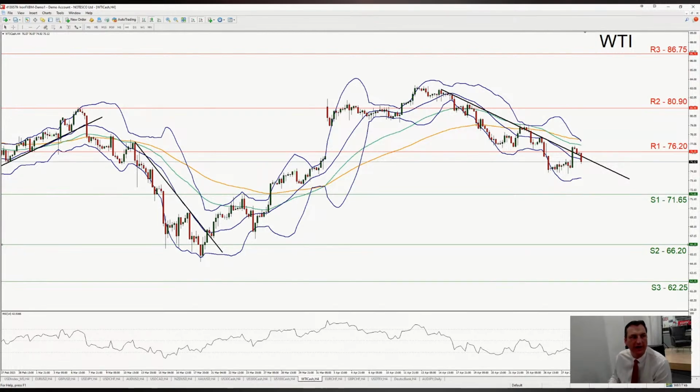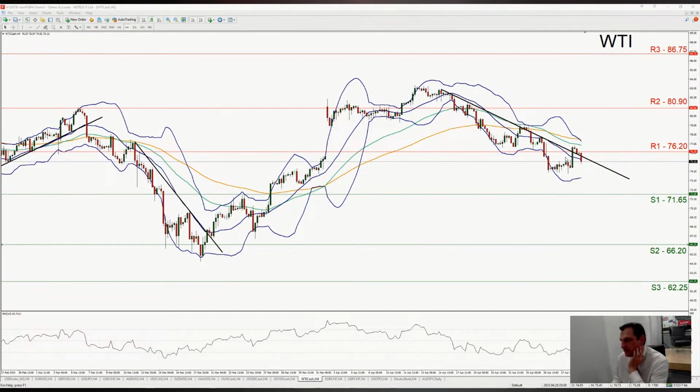I see that you guys in your comments are suggesting that we may need to have a recalibration of the resistance and support lines. I wouldn't say no. We have seen new peaks and new troughs emerging from the past movements, which may allow us to do exactly that. However, I'm going to be leaving that for tomorrow.